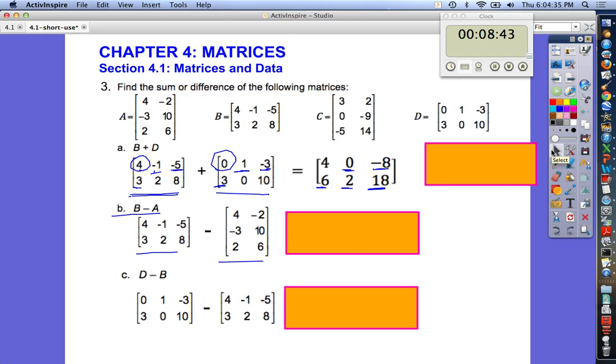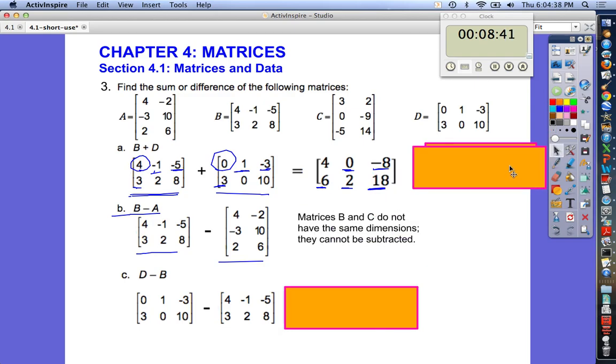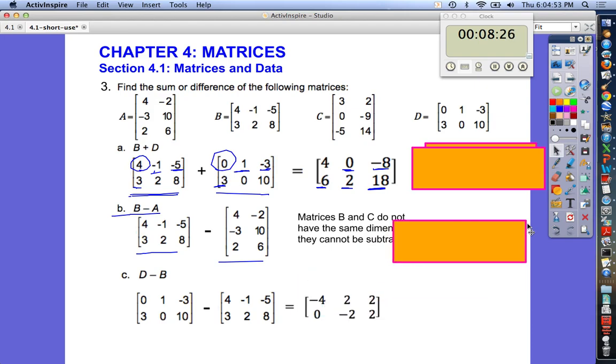So when we look at that example, we are not going to be able to add those together or subtract them because they don't have the same dimensions. When we look at our final example here, D minus B, those are both 2 by 3 matrices, so we will be able to subtract those.